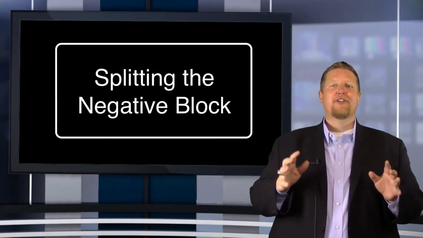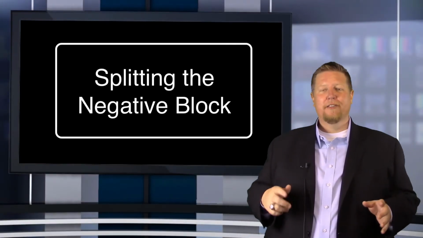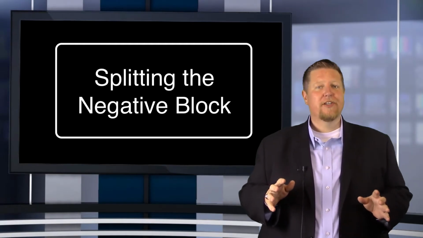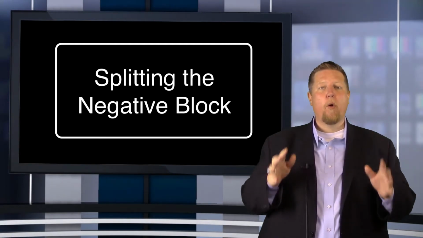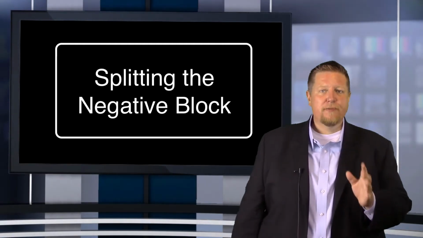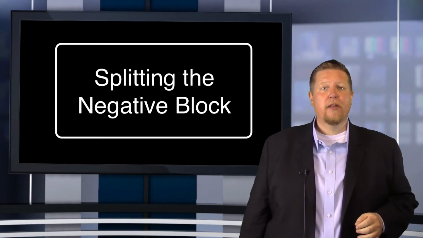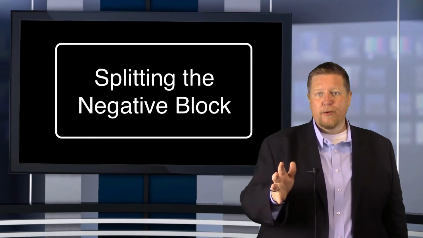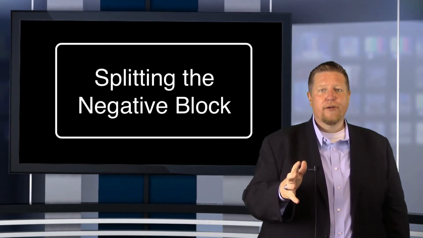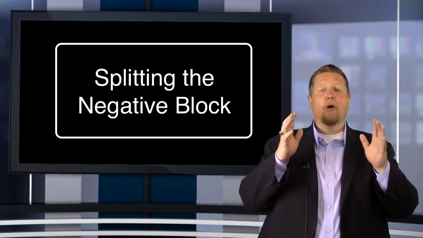Hello, debaters. Let's talk about splitting the negative block. During and after the 2AC, it's time for the negative team to make some important strategic decisions. At this point in the debate, a good negative team has 7 or 8 arguments that they made in the 1NC. After a good thrashing by the 2AC, some of those arguments are dead, some are on life support, and some are alive and kicking.